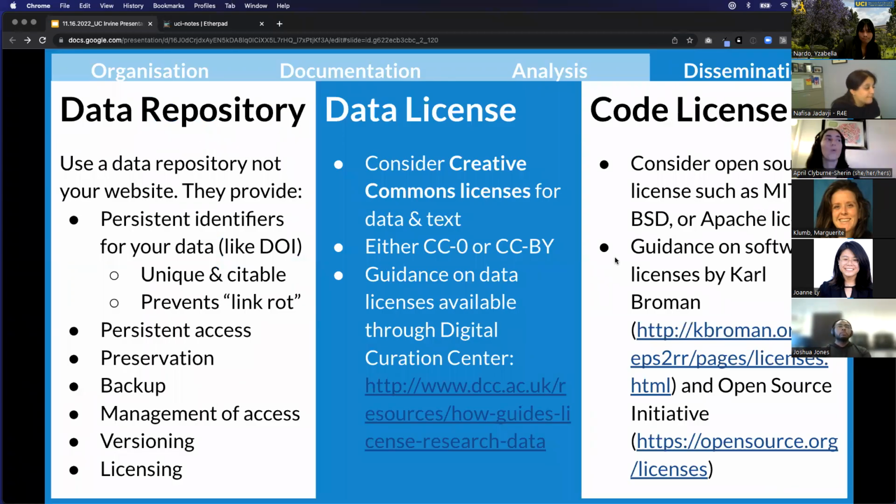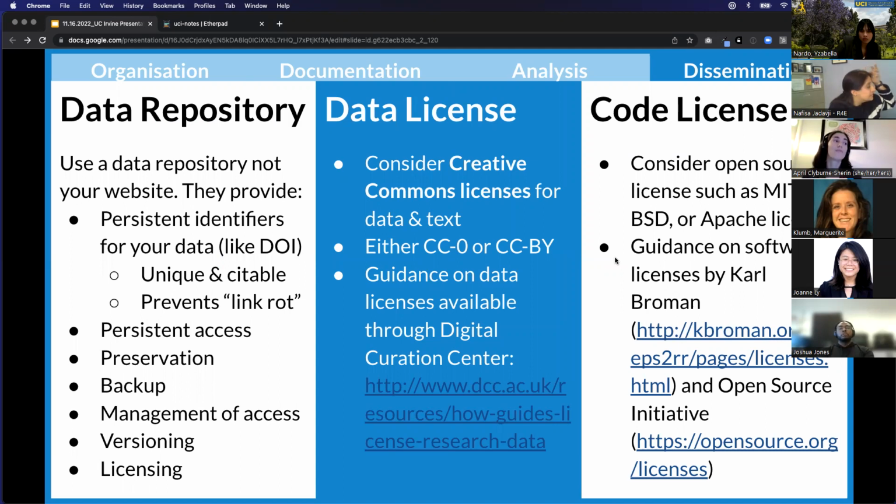So we want to choose repositories. Repositories allow you to create a persistent identifier that is associated with your data and your code. A DOI is an example of one of those. It's unique, it's citable, and it won't break. It will always resolve back to an instance that should contain your data.